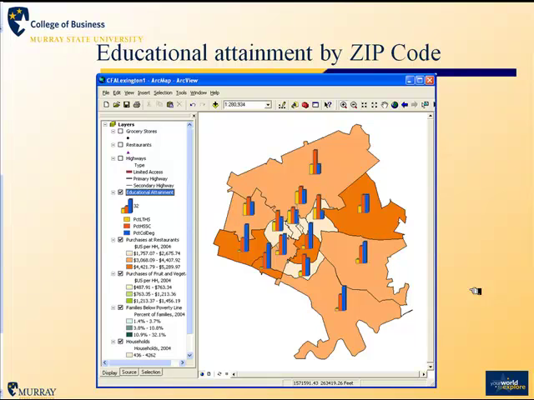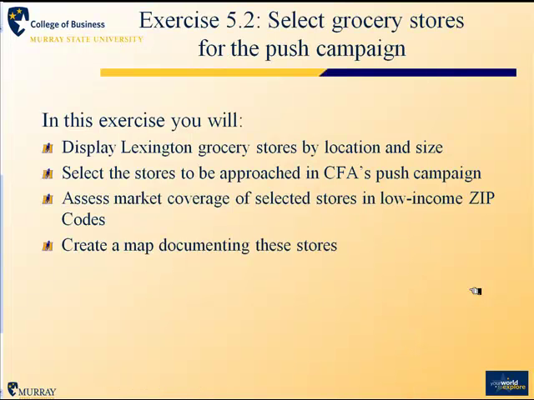Notice that in each zip code you have bar charts indicating the relative educational accomplishment by group of those with less than high school, those with some college, and those with college degrees against a background of purchases at restaurants. In Task 2 in the chapter, you'll select the grocery stores for the push campaign.